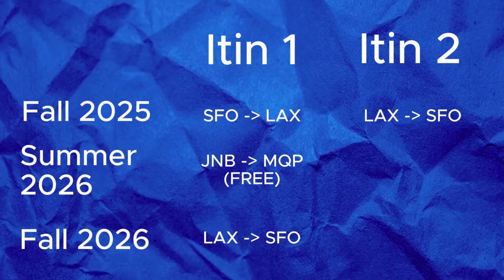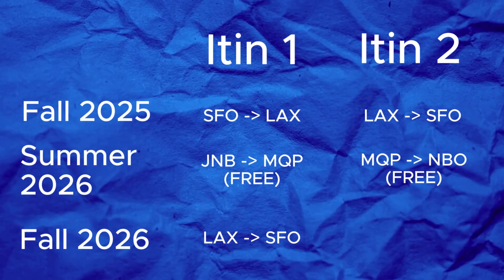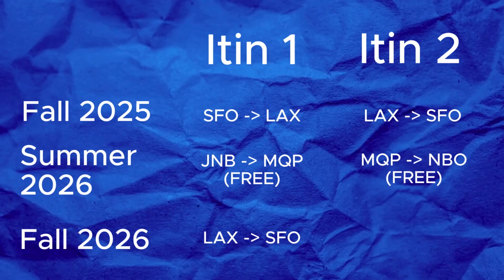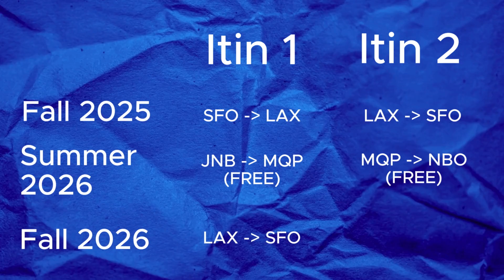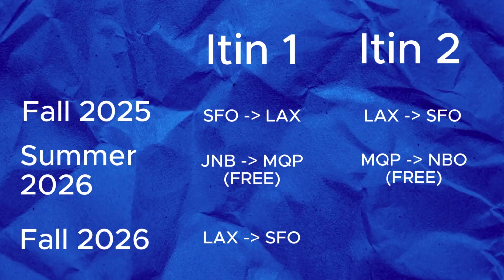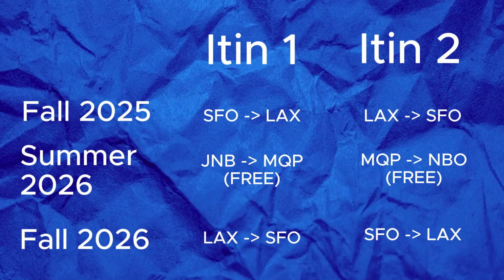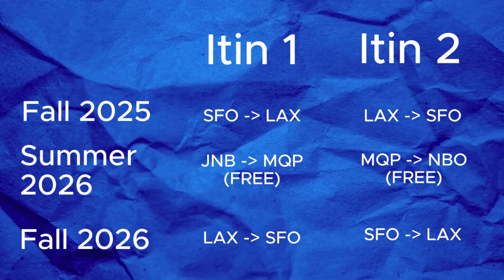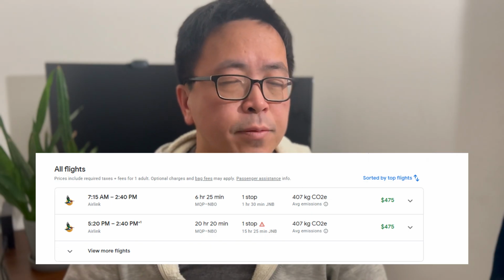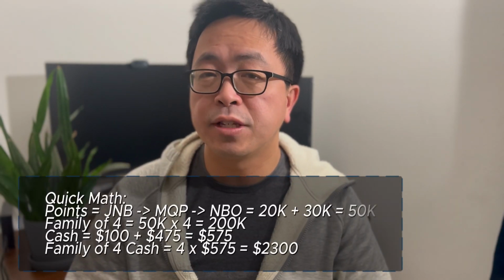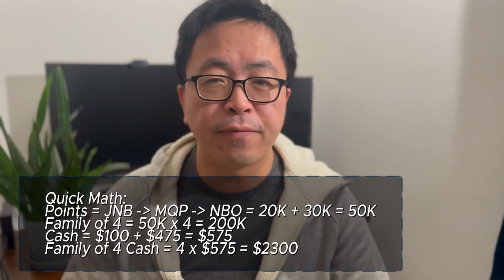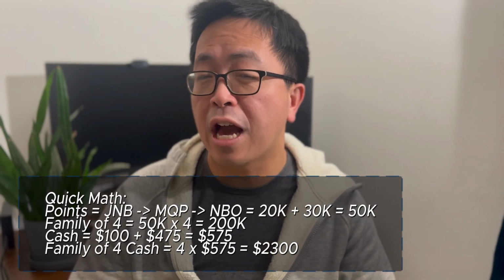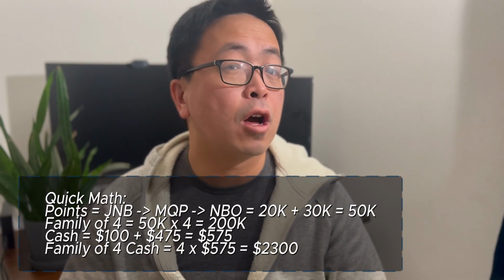Now I would use Excursionist Perk number 2 to fly from MQP to MBO, and that would cover the second Excursionist segment that I need. Finally, I would do SFO to LAX for 2026. By using these 2 domestic trips that I'm already planning for volleyball tournaments with my family, I would be able to save 200,000 points for my family flying to these 2 African safaris that are on my bucket list.